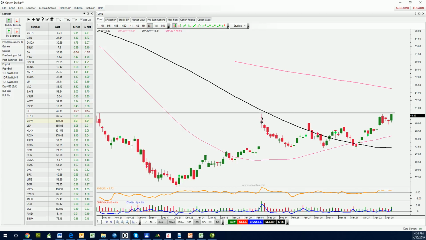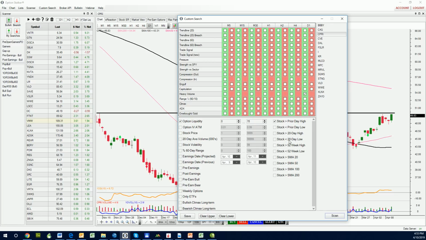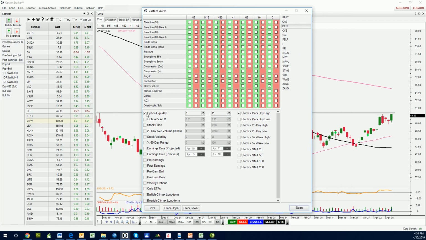But I showed you another search today that was so easy to use. All I did was I came in and I marked option liquidity good, stock greater than prior day high, show me something with good volume. Now I've got to tell you, when I'm day trading, oh man, this is a fantastic search. So when I come in, let's say the market's down 15 S&P points, this is my go-to search. Show me a stock with heavy volume, show me a stock that's above the prior day's high and that has good option liquidity. If the market's down 15 S&P points and this stock is above the prior day high on heavy volume, hello, I want to know about it.